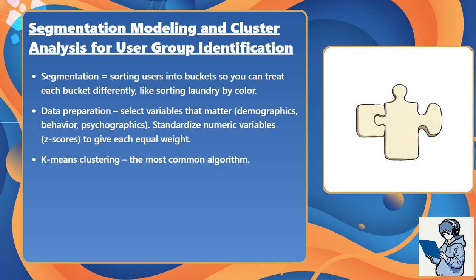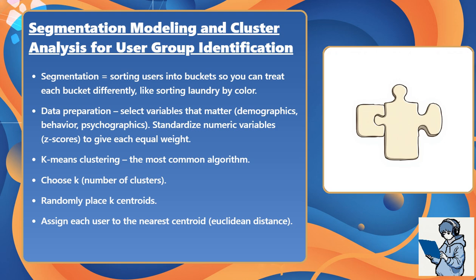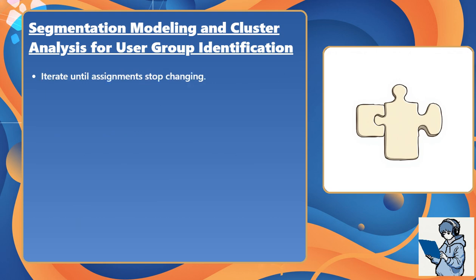K-means clustering, the most common algorithm. Choose K, the number of clusters. Randomly place K centroids. Assign each user to the nearest centroid by Euclidean distance. Recalculate centroids as the mean of assigned points. Iterate until assignments stop changing.